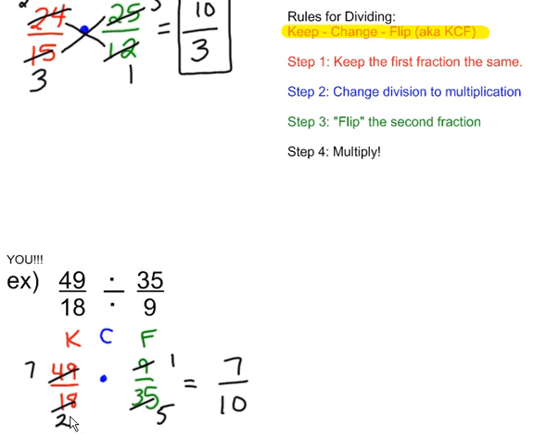When you multiply straight across, we're going to get 7 tenths. 7 tenths does not reduce, and we are done.